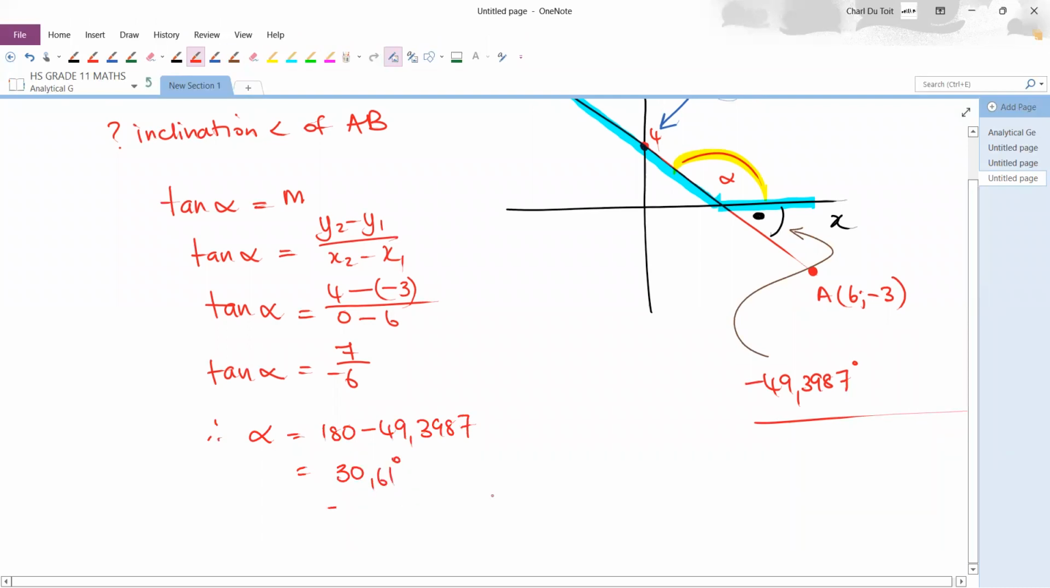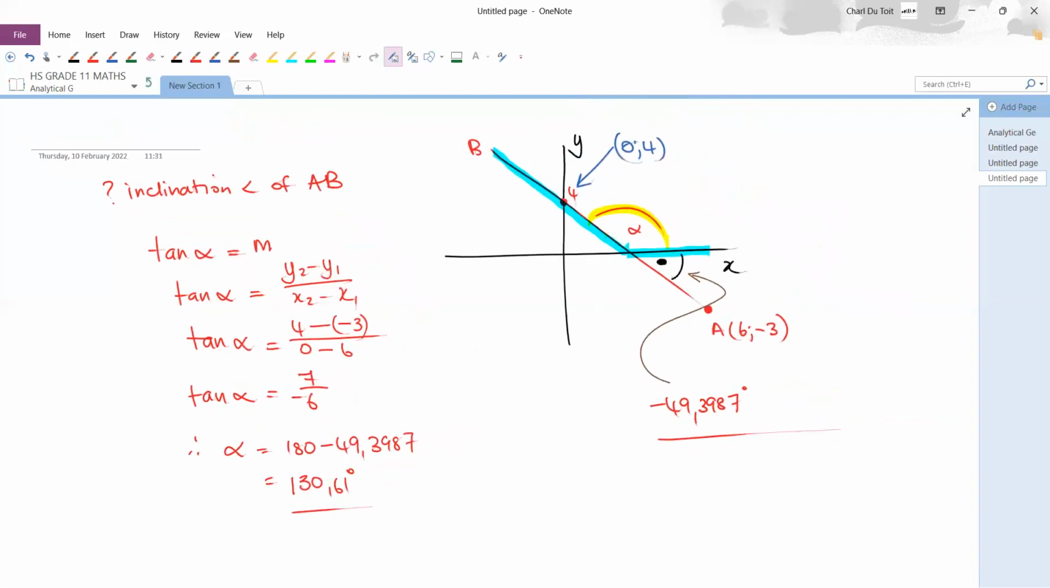30.61 degrees or something like that. So I just add plus 180. 130. Yeah. Just make sure you understand that.